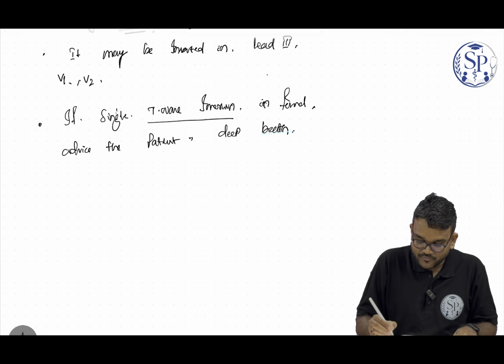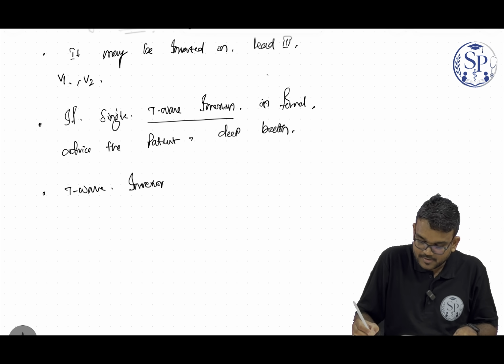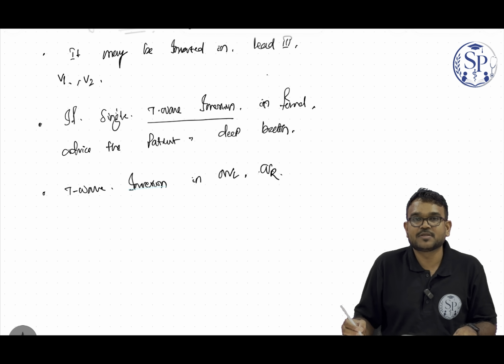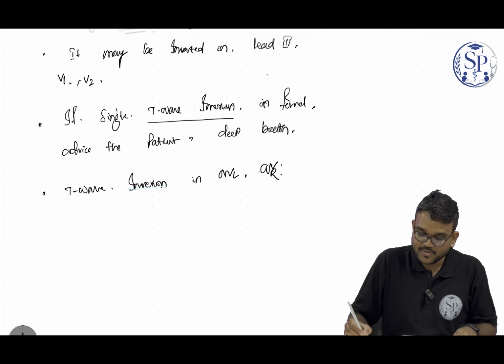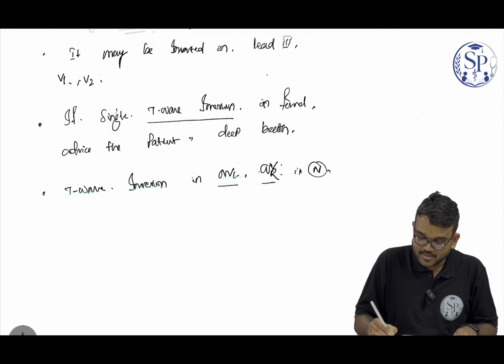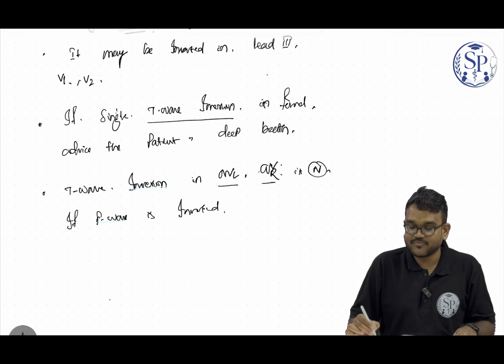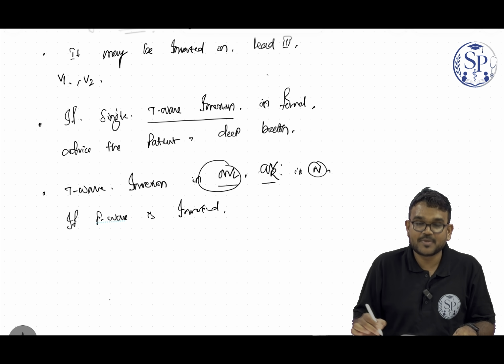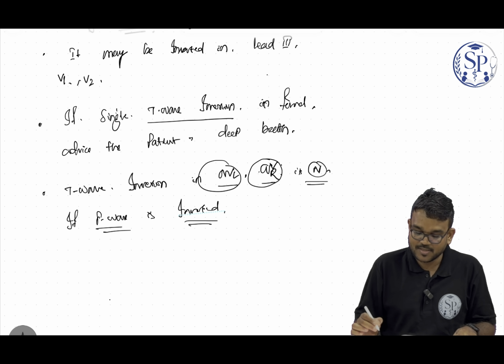Then the T wave inversion in AVL and AVR is normal if the subsequent P wave is inverted. Okay. So, the T wave inversion in AVL and AVR is normal if the subsequent P wave in that AVL and AVR is inverted.